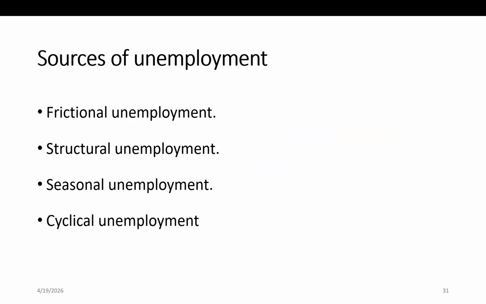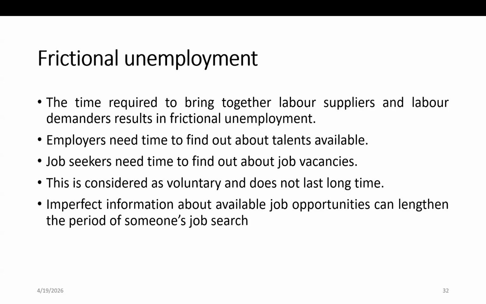And then there are several sources of unemployment. So we can identify the reasons for unemployment. The first one is frictional unemployment. The second one is structural. The third one is seasonal, and the fourth one is cyclical unemployment. Right? The first one is frictional unemployment. So what do you mean by frictional unemployment? Right, so you can read this. I will give you 1 minute. So these are very important. You can read and then I will explain.